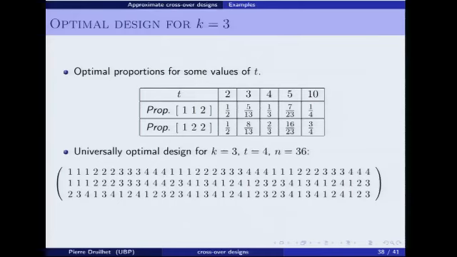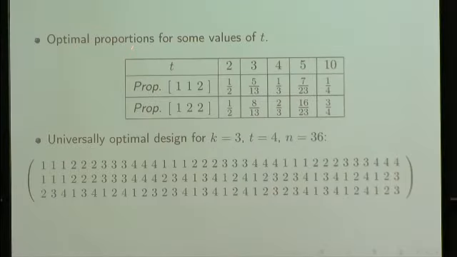obtained by exact calculation. I use Mathematica to obtain exact proportions. For k equal to 3, that is, you have 3 periods in the design, the 2 optimal sequences are 1, 1, 2 and 1, 2, 2. When the number of treatments is 2, the optimal proportion has 1/2 for each sequence, and so on. For example, for t equal to 4, you have 1/3 of the first sequence and 2/3 of the second sequence.